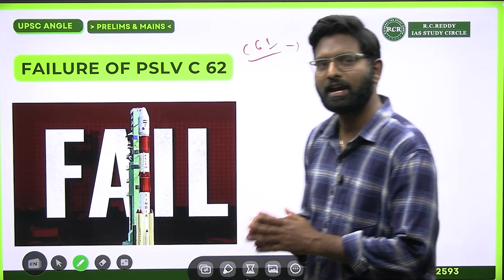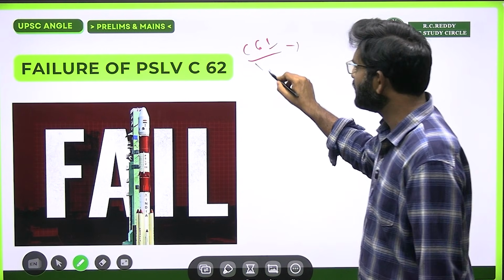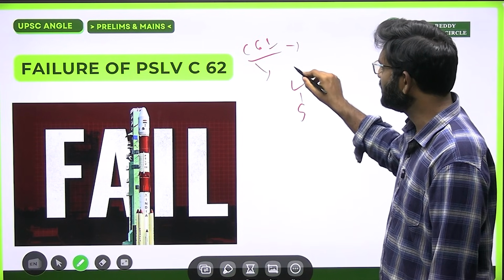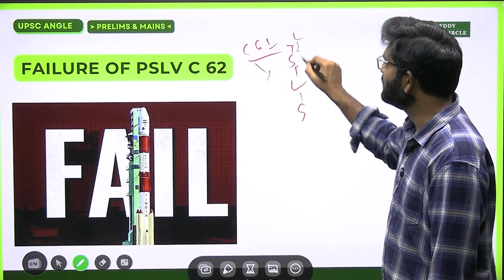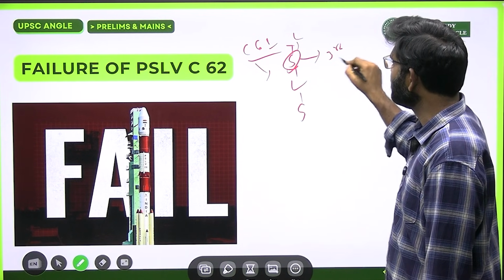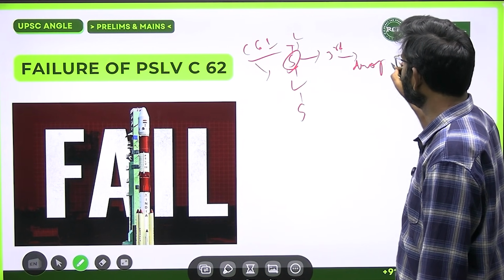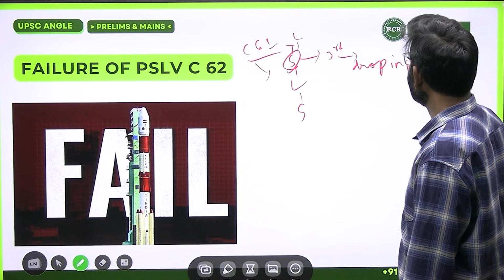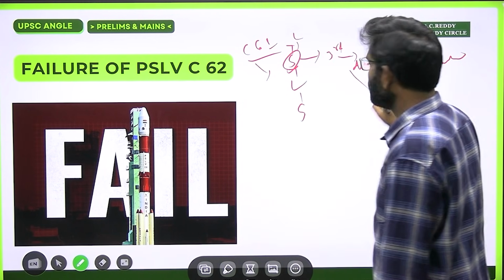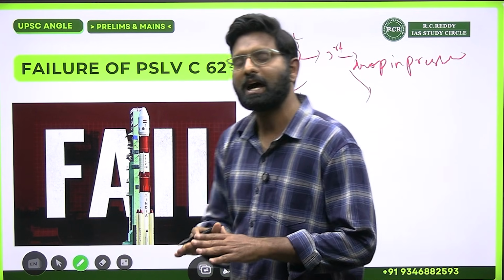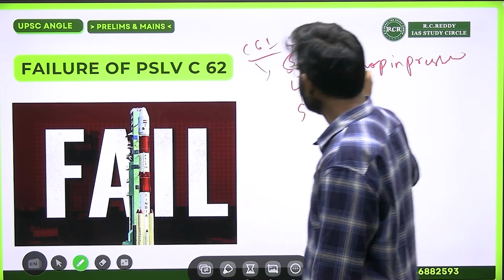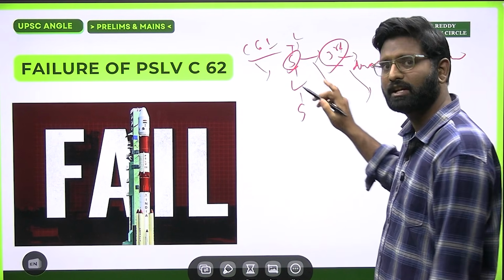PSLV C61 failed in the 3rd stage. I have already told that the first stage is solid. PSLV's first stage is solid, followed by liquid, followed by solid, followed by liquid. In this 3rd stage, PSLV C61 failed. There was a drop in pressure in the chamber. So the pressure should be maintained at optimum, otherwise it cannot give the thrust for the satellite to move up. This anomaly resulted in failure.